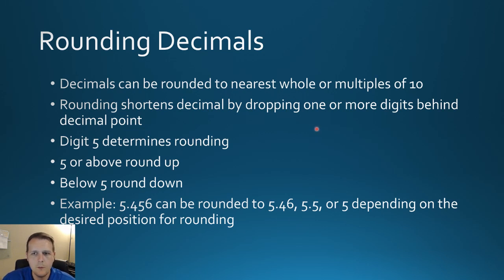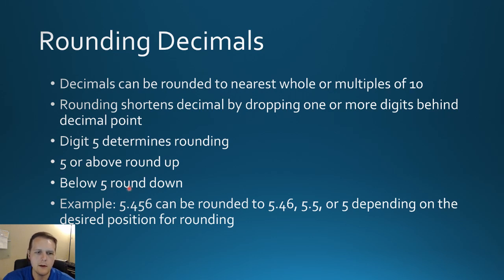And so basically you're going to be rounding to multiples of 10 there, and what we're going to do basically when you do round is it shortens the decimal by dropping off some of the digits behind it. And so for our purposes here, if the digit's 5, that's going to be determining the rounding, okay? And I'll show you what that means in a second here. So if a value is 5 or above, you just round up, and if it's below 5, you round down.